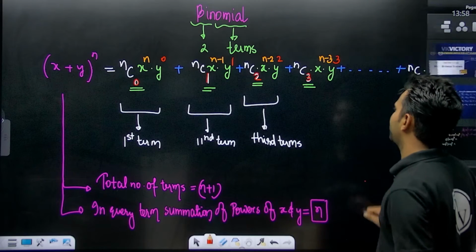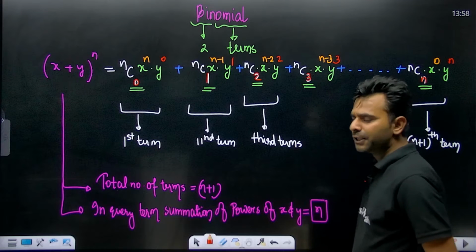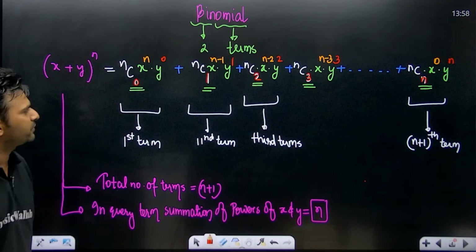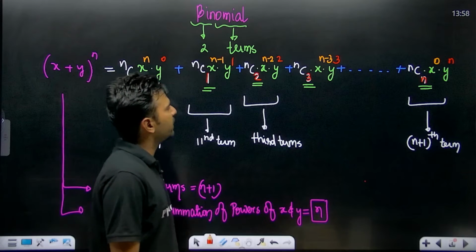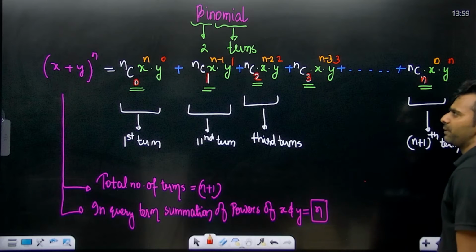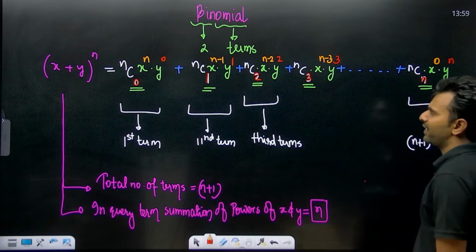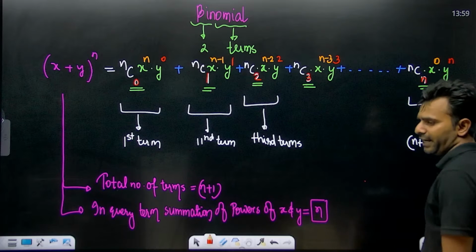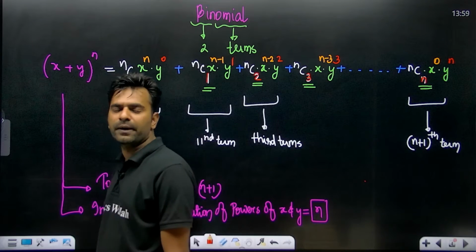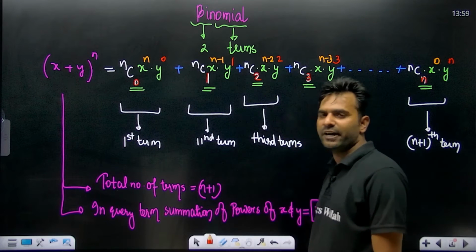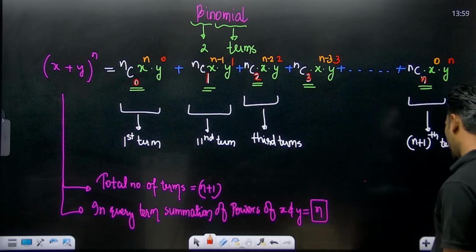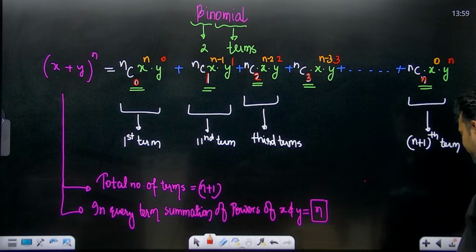So this is nothing but binomial theorem. So x plus y to the whole power n can be rewritten as nC0 into x to the power n into y to the power 0 plus nC1 into x to the power n minus 1 into y to the power 1 plus nC2 into x to the power n minus 2 into y to the power 2 plus nC3 into x to the power n minus 3 into y to the power 3 and so on till nCn into x to the power 0 into y to the power n. Yes, these are total n plus 1 number of terms, and in each and every term the summation of the powers of x and y is nothing but equal to n. I hope you guys are clear with this.